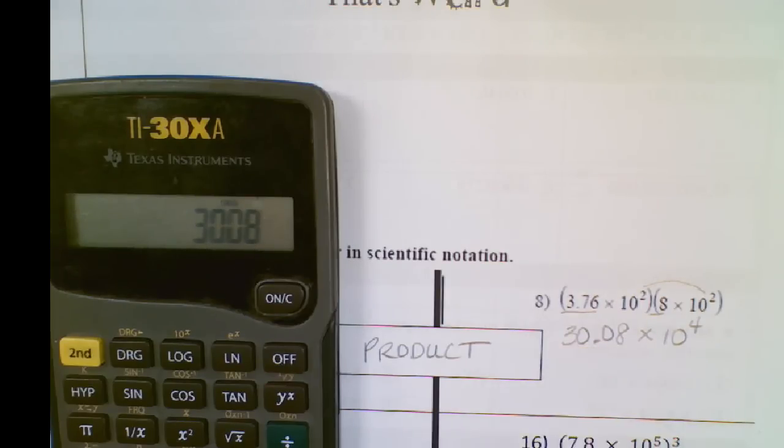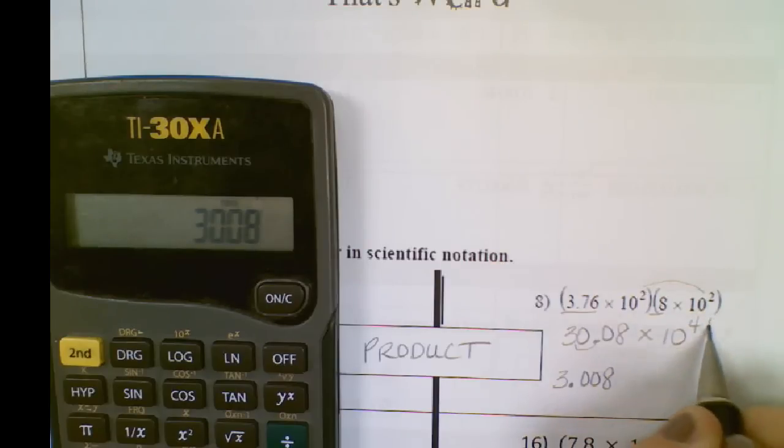This one is not. So to make it between 1 and 10, I need to move that decimal back one spot to make it 3.008. And to offset moving it to the left, which decreases it, I need to increase this exponent by the same amount. So I actually get times 10 to the 5th.